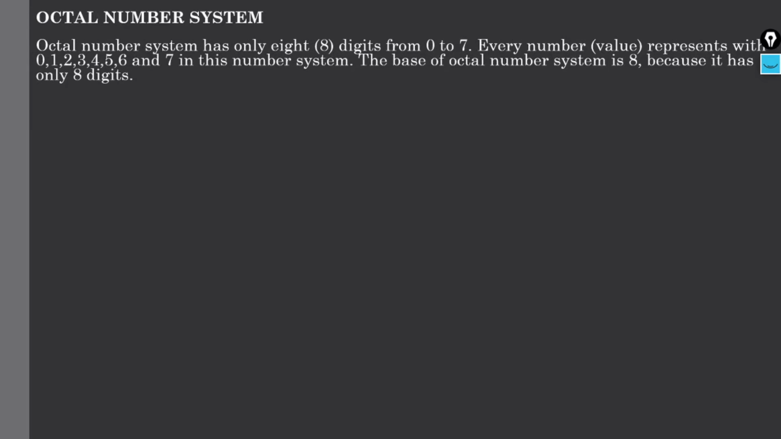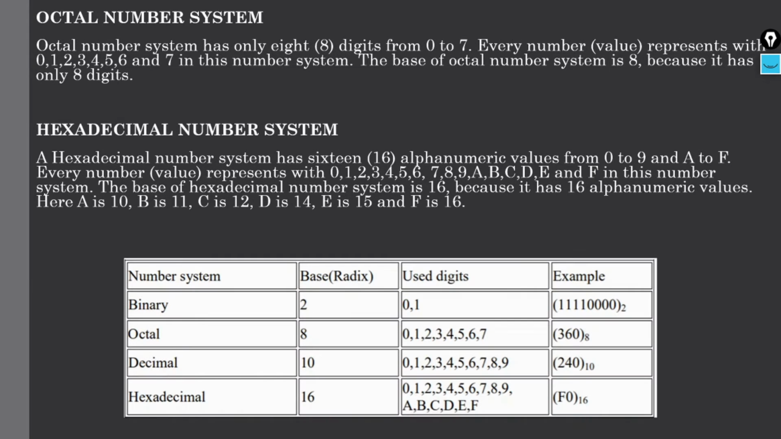Okay. Then moving forward, we have our octal number system and hexadecimal number system. The octal number system consists of 8 values, from 0 to 7, and it has its base as 8. And the hexadecimal number system has 16 digits in total, going from 0 to 9, and then the remaining digits are represented by characters, that is A, B, C, D, E and F. That is why it has its base as 16.